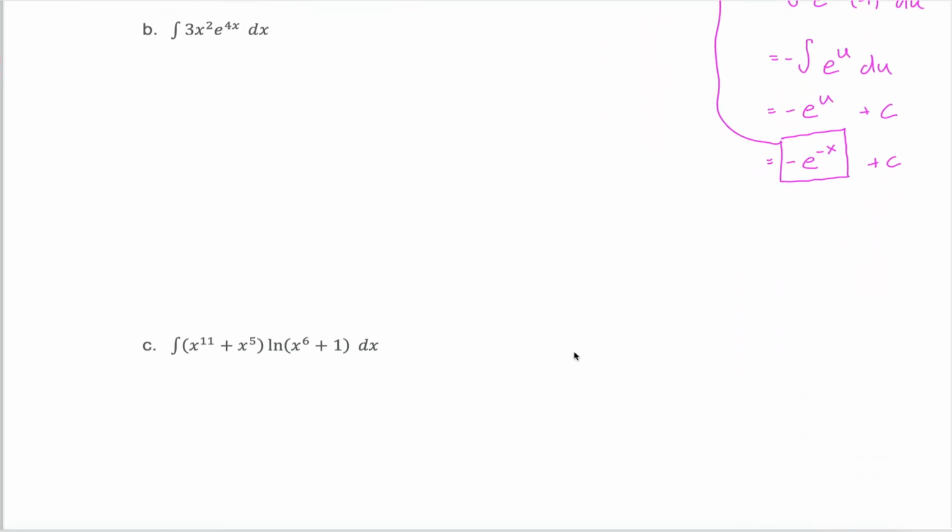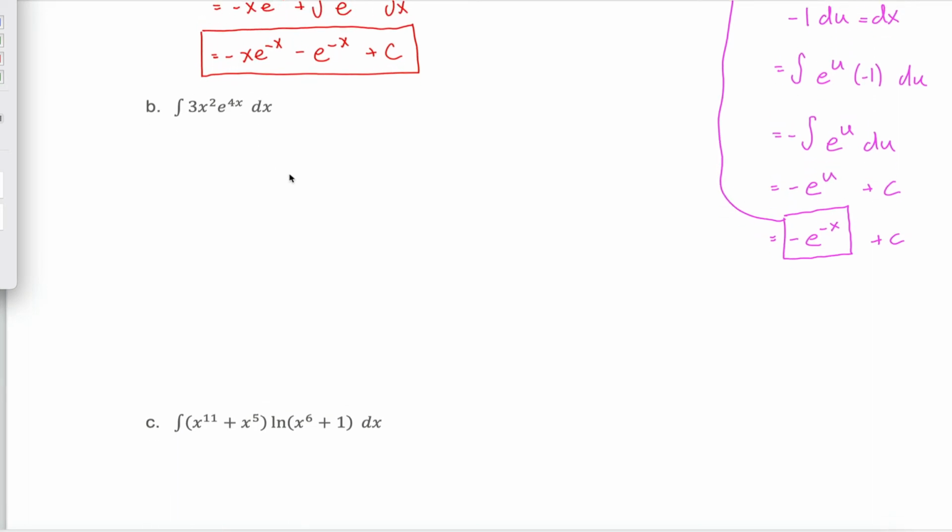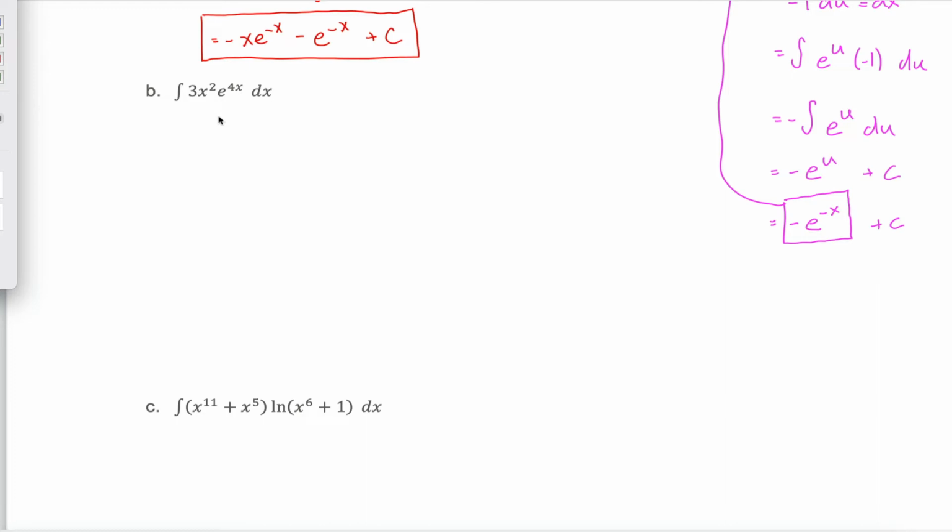Let's try another one. What if we're trying to figure out the integral of 3x squared e to the 4x power? The first thing I would advise you to do here is don't forget the things that you've learned previously. This 3 is just a constant. There's no reason we can't pull this 3 out in front of the integral symbol and evaluate the integral of x squared e to the 4x dx. You don't have to do that, but it might help you, generally speaking, to pull constants out in front and make things look less complicated.